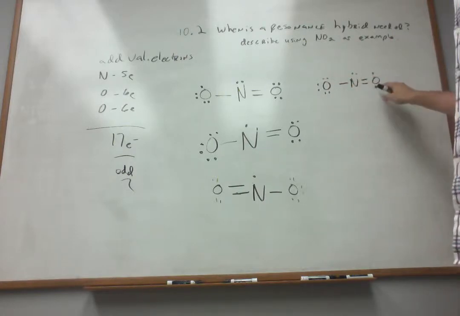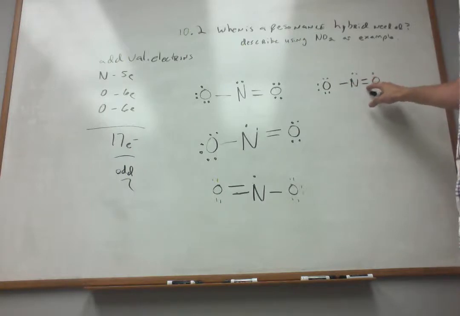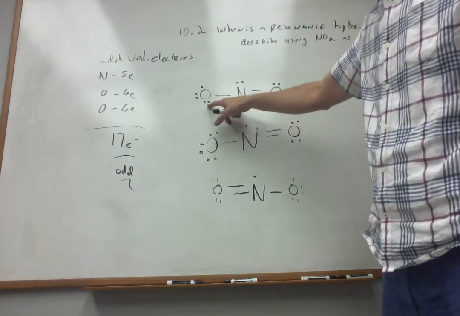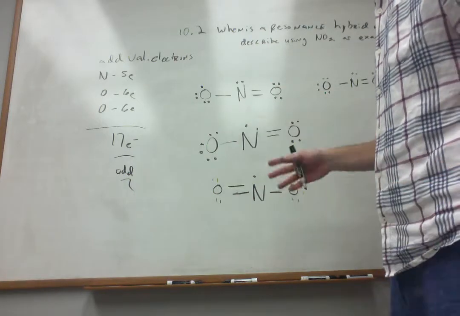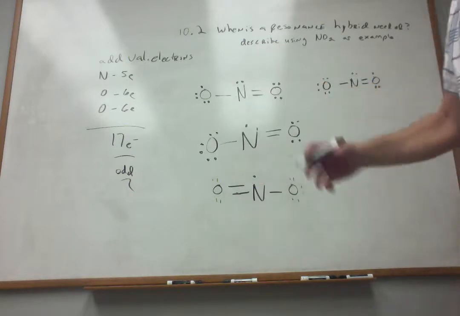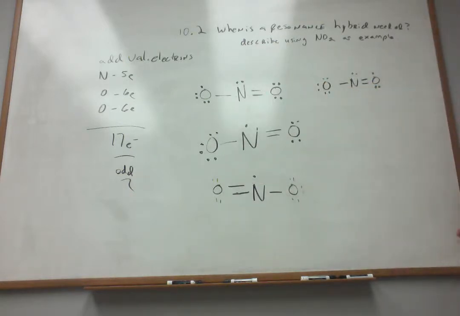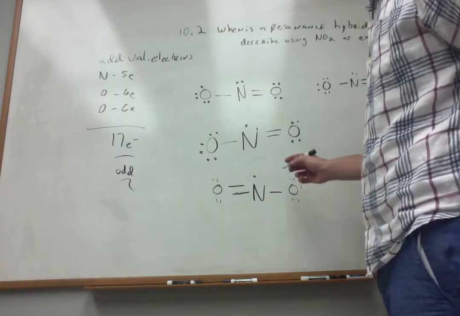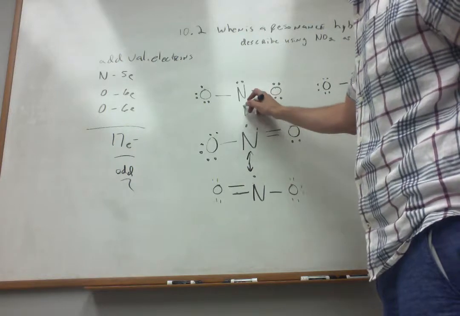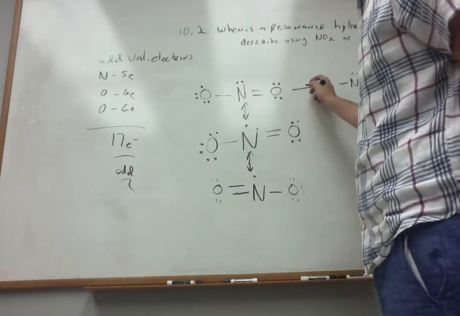6, 8, 10, 11, 13, 15, 17. That's got 17. 2, 4, 6, 8, 10, 12, 14, 16, 17. They've all got 17. So I haven't really violated any hard rules in terms of how many electrons I can use. So there are many possible structures that this molecule could potentially exist in. Now, some might be chemically favored versus others, but nonetheless, these are all at least possible.